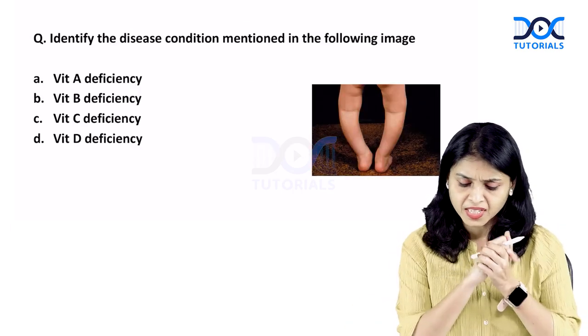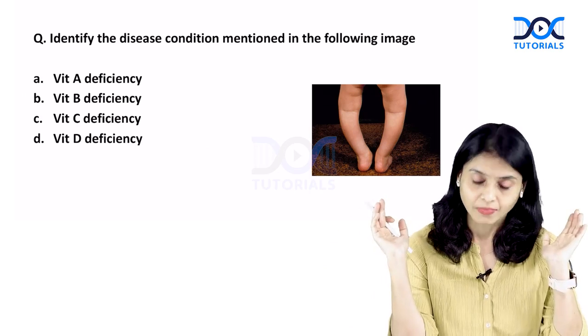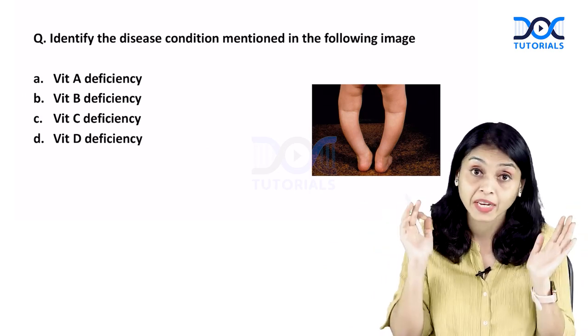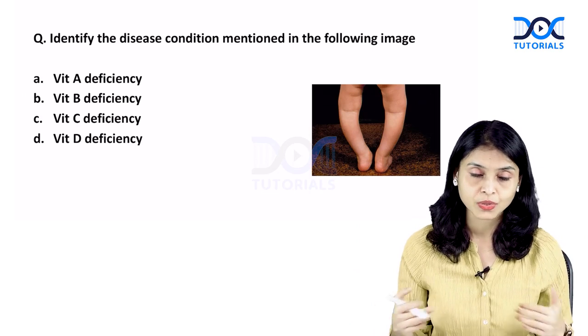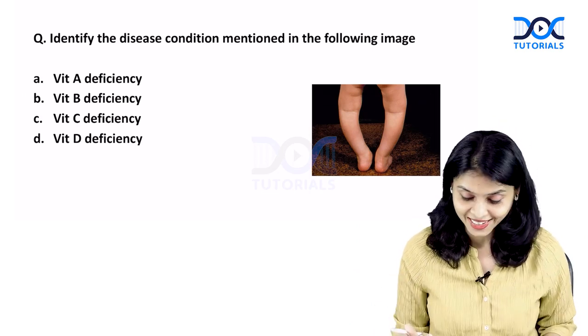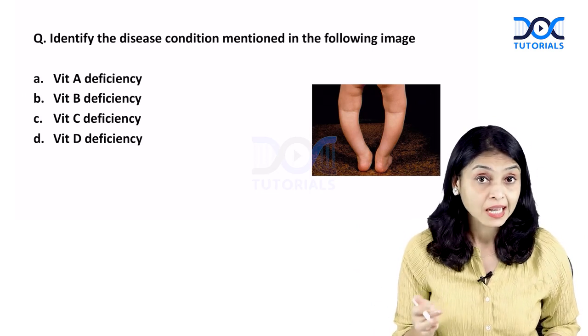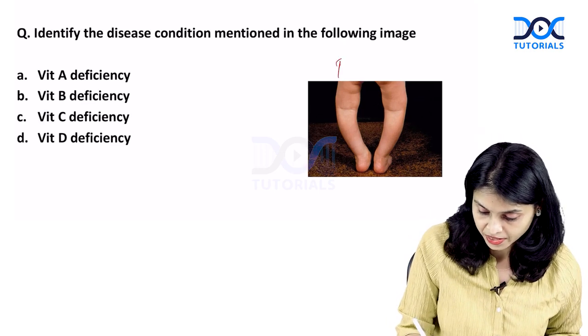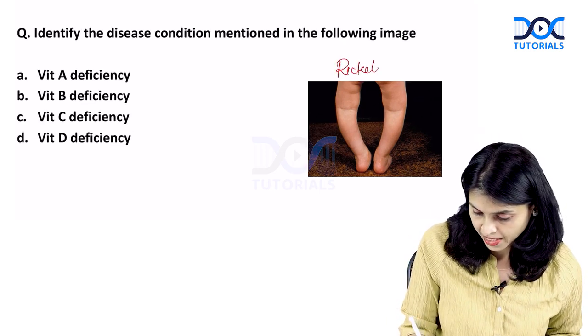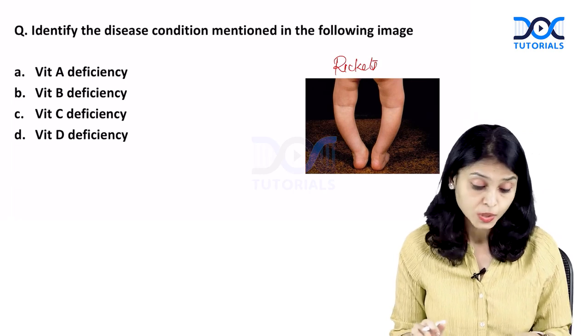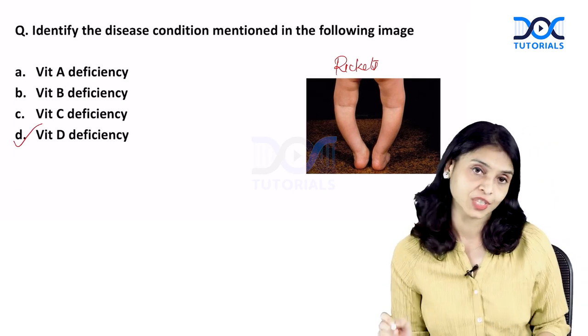Next question, identify the disease condition mentioned in the following image. Very, very simple. Very much expected question. On seeing such questions, you feel so happy. I know the answer. So, what is the answer? What you see here is rickets, right? This is rickets. And rickets is because of vitamin D deficiency.